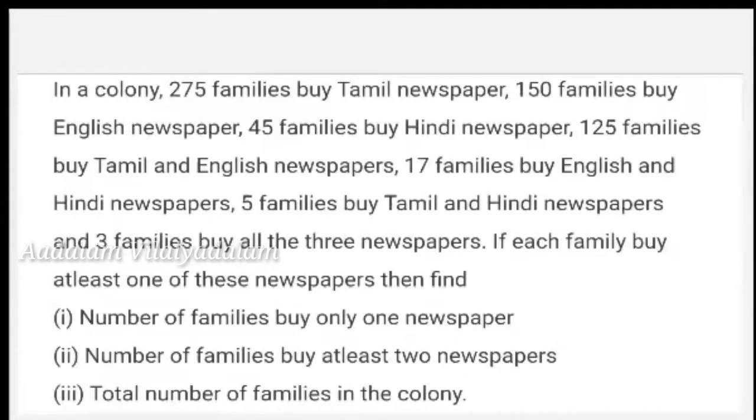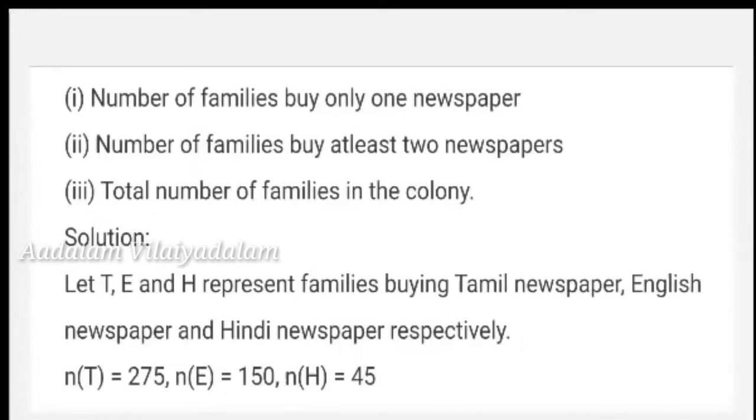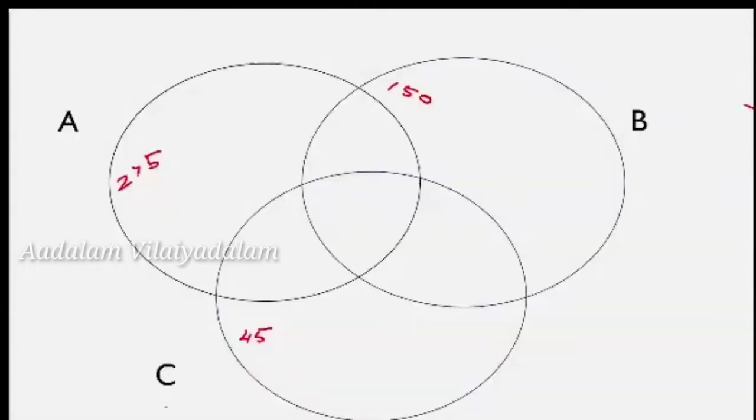So for the solution, let's see in the Venn diagram. Let T, E and H represent families buying Tamil newspaper, English newspaper and Hindi newspaper respectively. Then we could write N of T equal to 275, that is Tamil newspaper. N of E equal to 150, that is English newspaper. And N of H equal to 45, that is Hindi newspaper. In the diagram, I have plotted here what is given in the question.